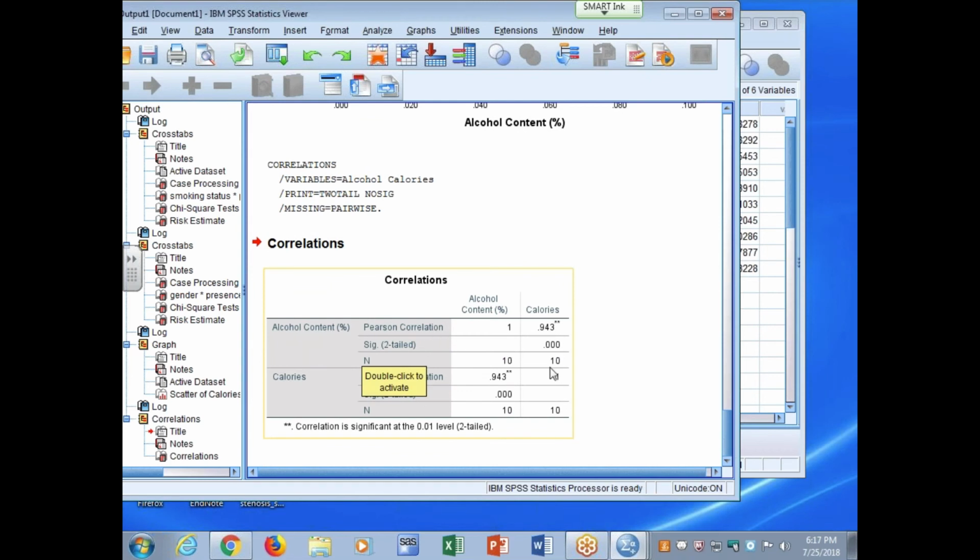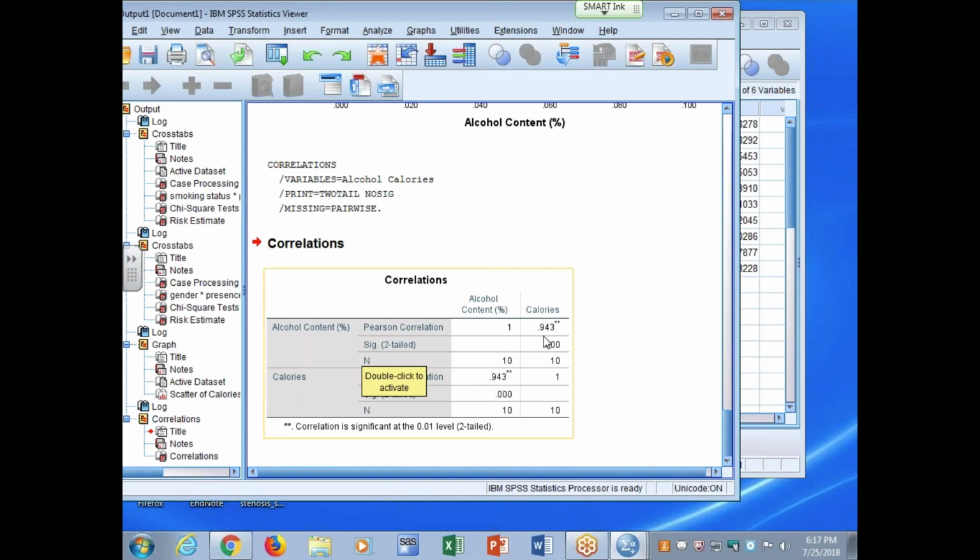It comes out to be 0.943. And the probability that we would be wrong if we were to say that there's a correlation between the alcohol content and the calorie content is less than 0.001, right? It's very small. That probability is very, very small.